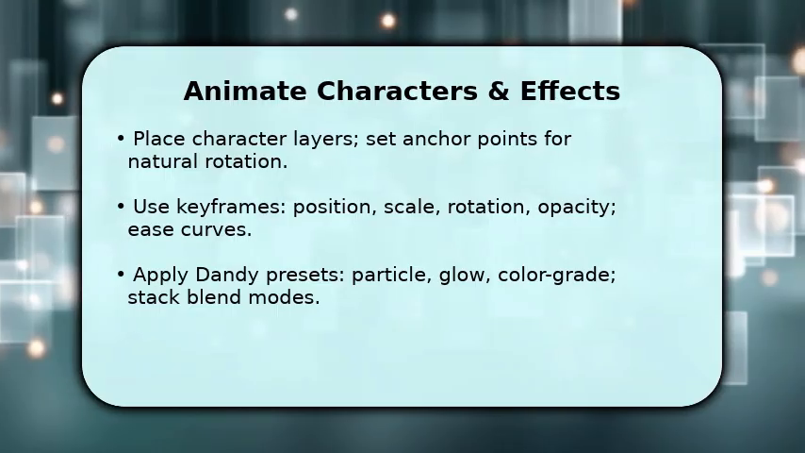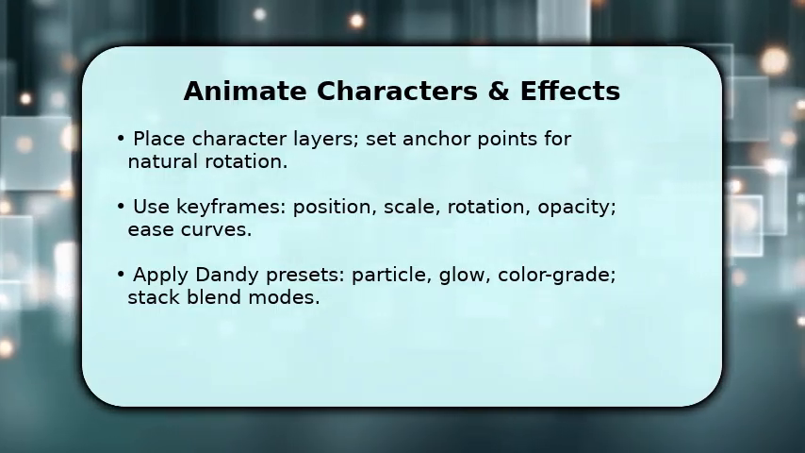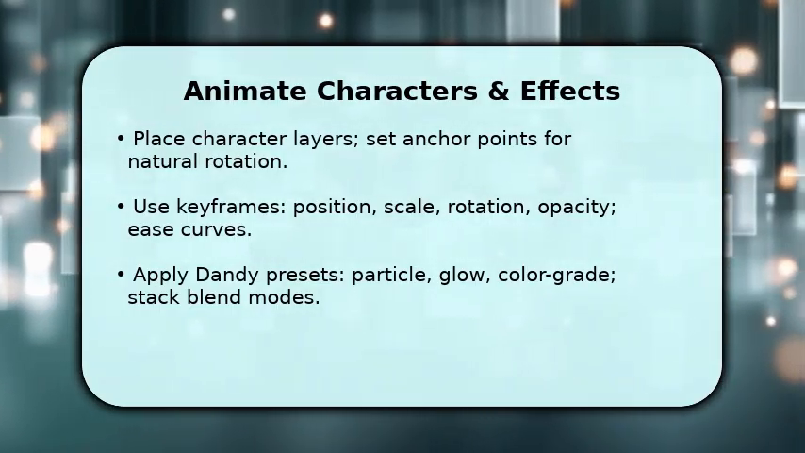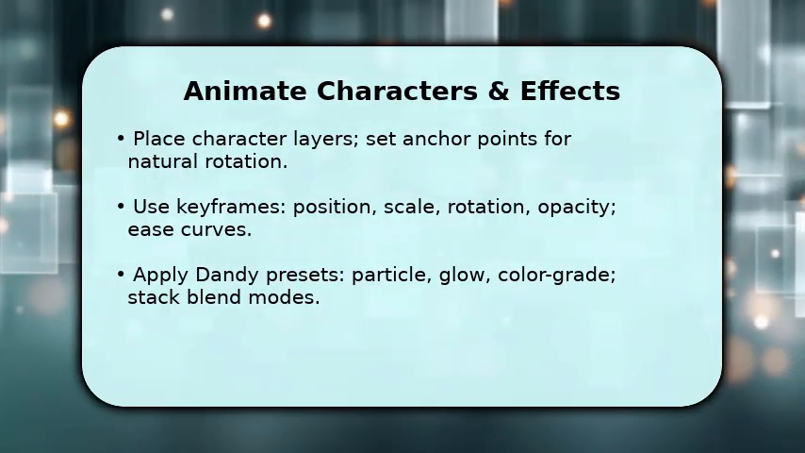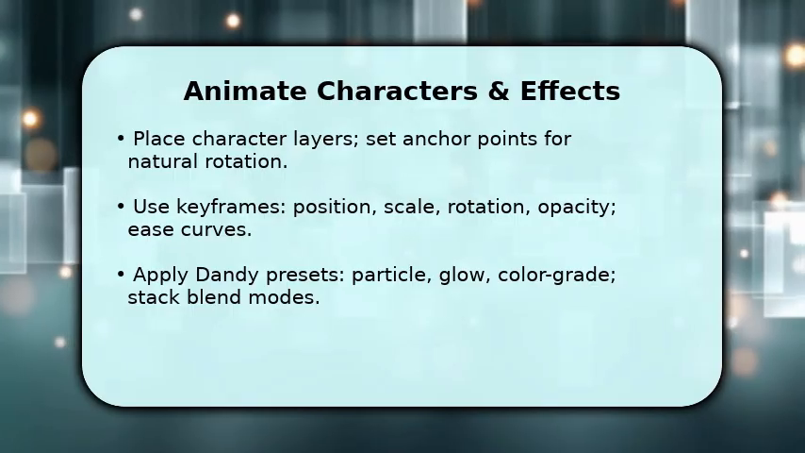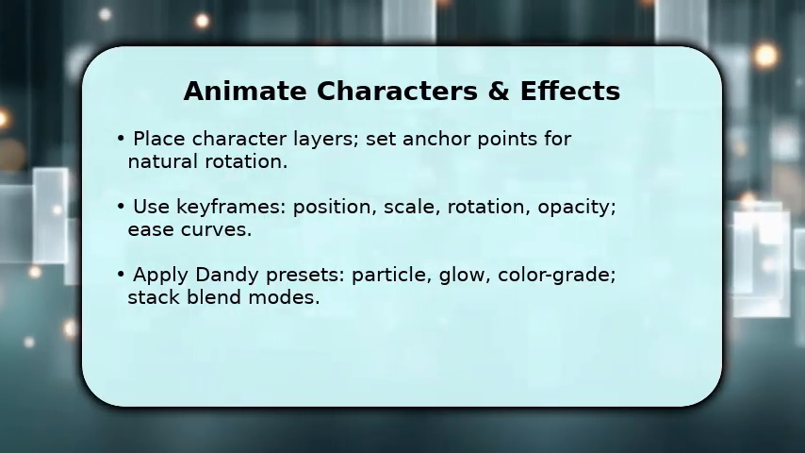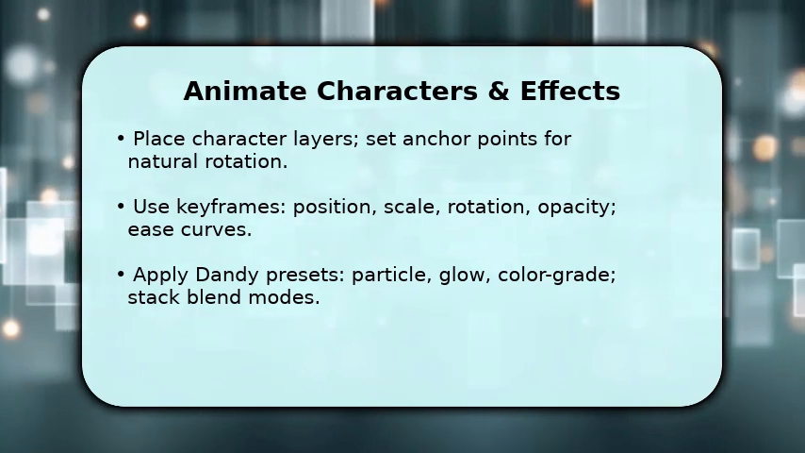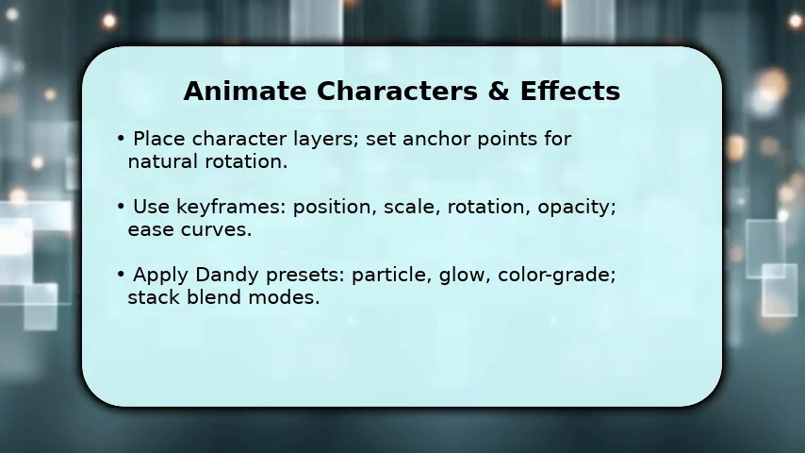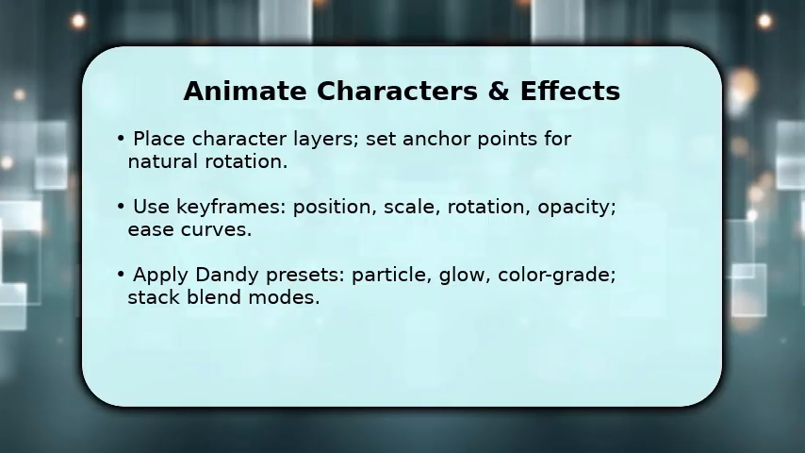Use easing to avoid robotic motion and adjust the motion curve for anticipation and follow-through. Then stack Dandy's particle and glow presets on separate layers and tweak blend modes to integrate effects. Use masked adjustment layers for localized color grading. Once your middle sequence flows, preview at 50% and fix timing before final polish.